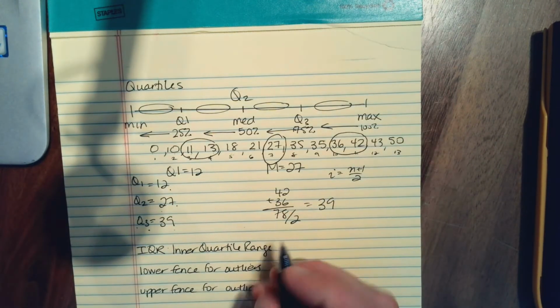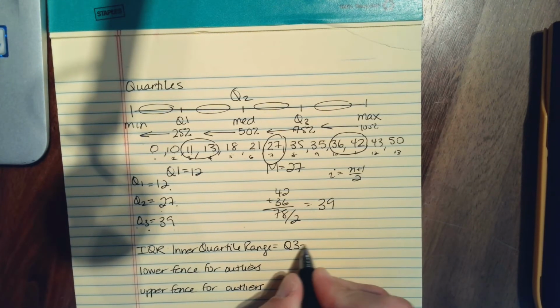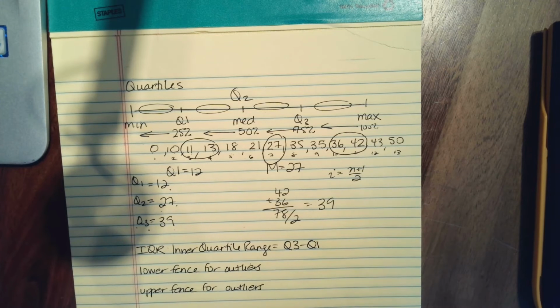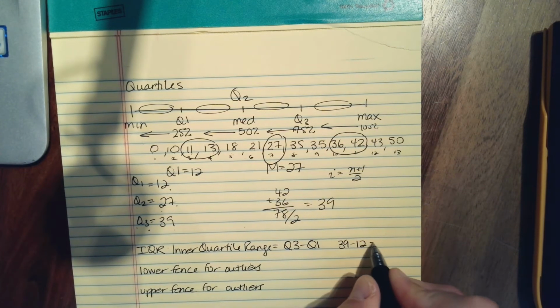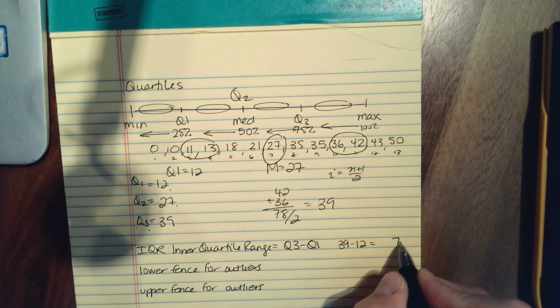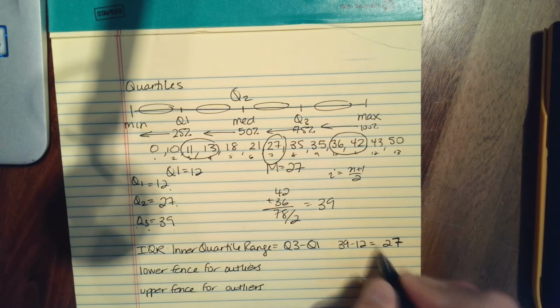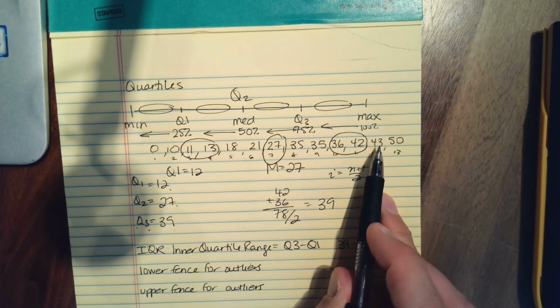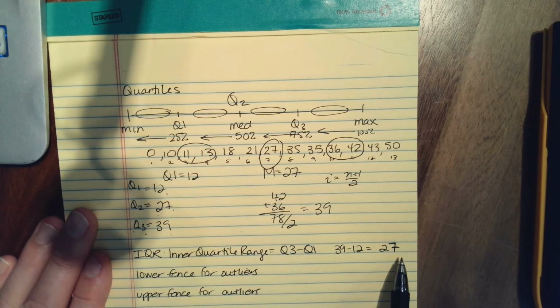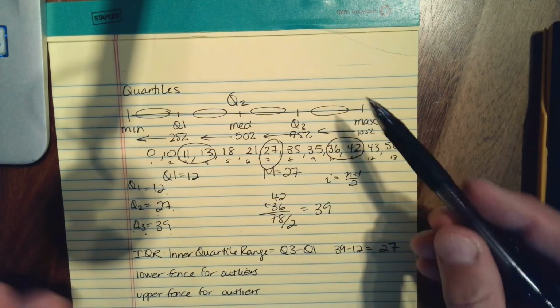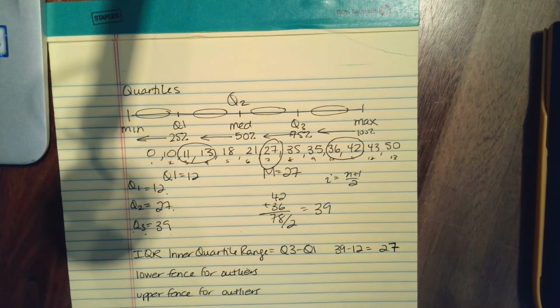To find this, we simply take Q3 and subtract Q1. So in this data set, I would take 39 minus 12. 9 minus 2 is 7, and 3 minus 1 is 2. So the IQR is 27. For this data set, the range for the middle 50% of data is 27, and whatever the units would be, 27 inches or 27 miles.